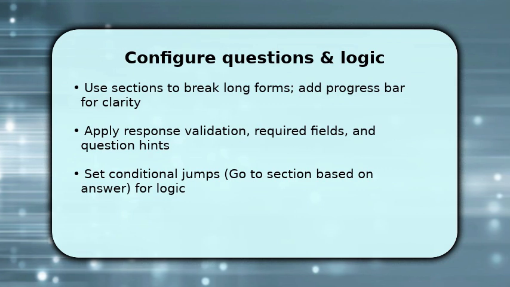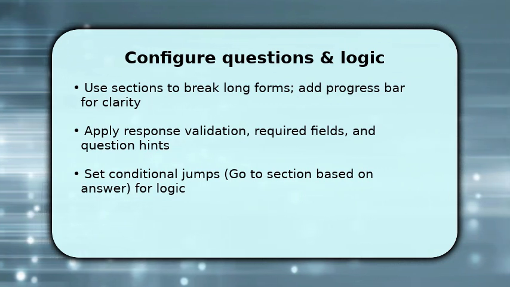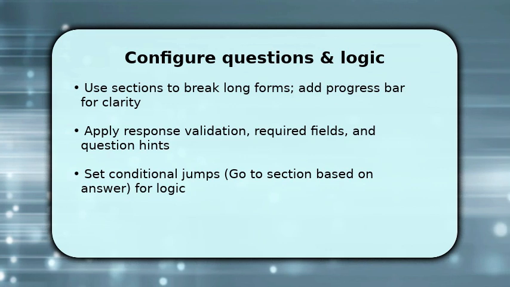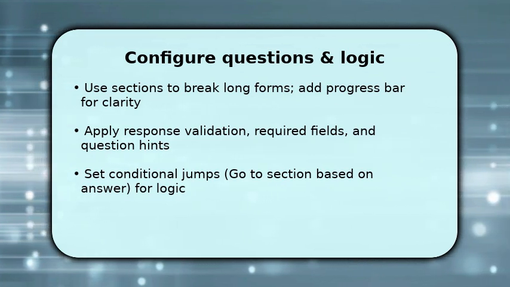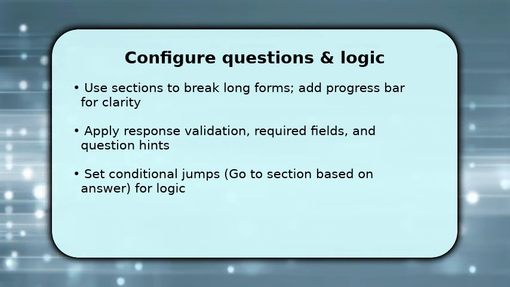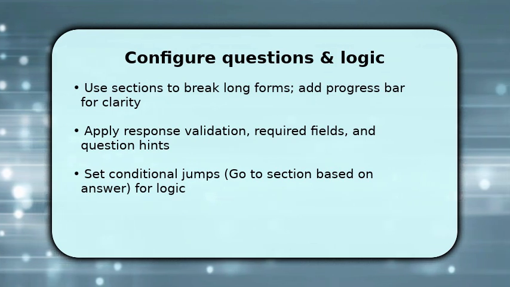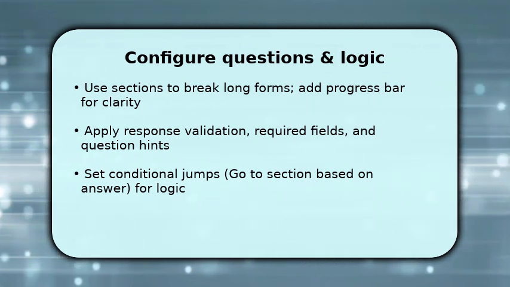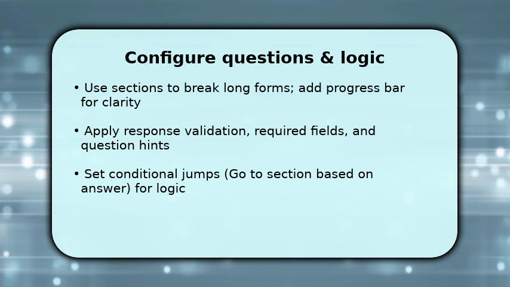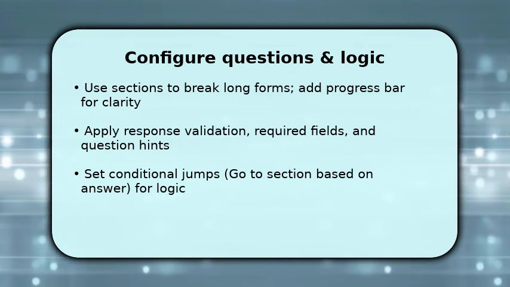Apply response validation for emails, numbers, and length limits so data is clean at collection. Use the three-dot menu to add branching. Send respondents to specific sections based on their answers. This keeps the experience relevant and short, and ensures you collect only the information you need.